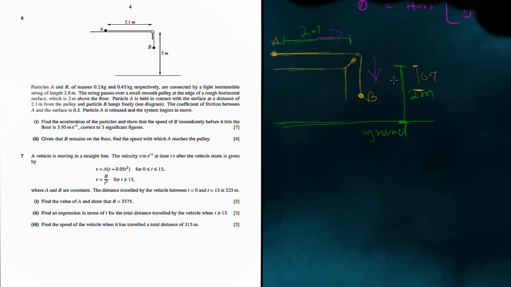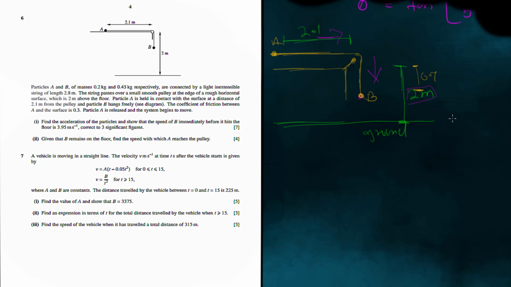In the question, the height of B relative to the ground is 2 meters minus 0.7. That's the height of B relative to the ground. The height of B relative to the pulley is 0.7. The height of A relative to the pulley is 2.1. All of this is already given in the question, so we need to find the velocity by which the object hits the floor. Obviously, we'll have to use SUVAT equations for this.